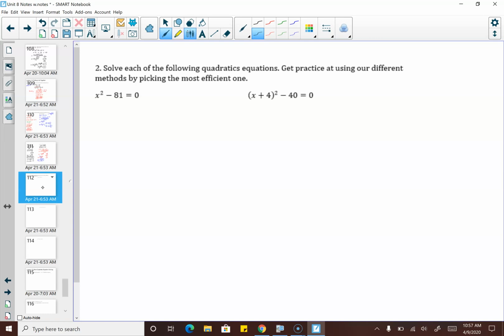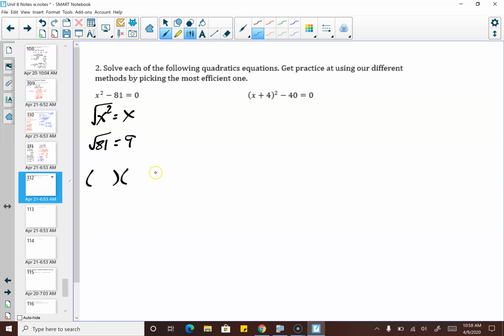So if we look at the first one here, x squared minus 81 equals 0. To me, that is set up perfectly for factoring. And the reason is x squared is perfect, 81 is perfect, and there's a minus sign in between. So really we get our perfect squares factoring. The square root of x squared is x. The square root of 81 is 9.